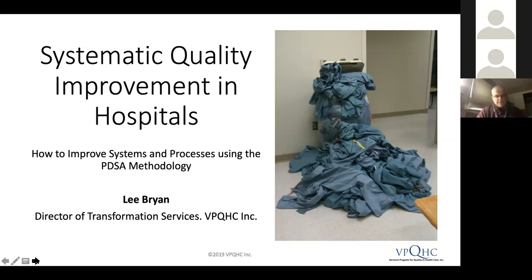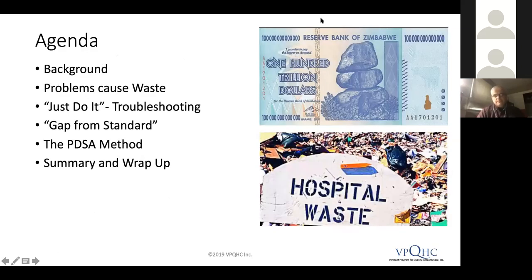So why don't we get started? The agenda is really loose on this one. I've got a couple of graphics up here that are relevant in different ways.